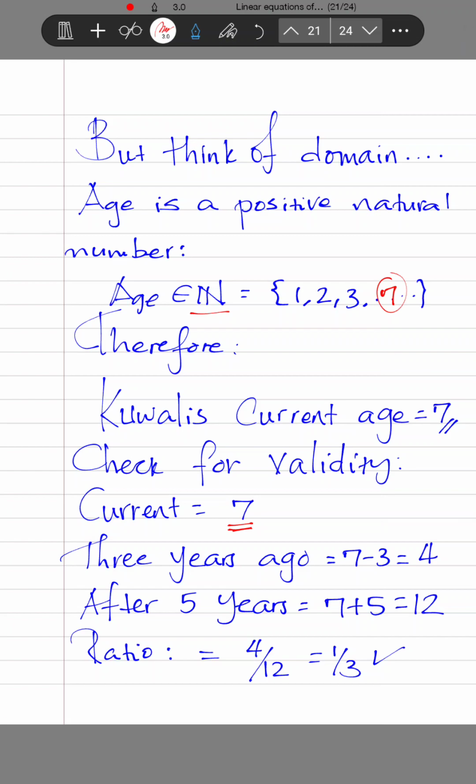And we can verify this answer by putting it into the original equation, in which 7 three years ago is going to be 7 minus 3, which is 4. Again, 7 after 5 years is going to be 7 plus 5, which is 12. So the ratio of 4 to 12 is 1/3. So the answer was right.